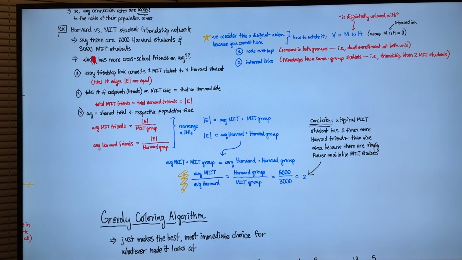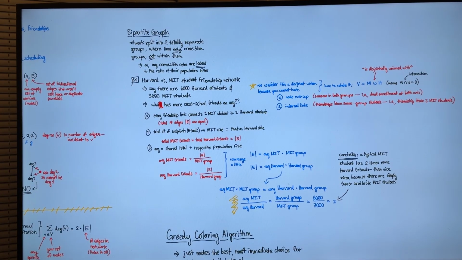So this is an example of a bipartite graph where, again, we're looking at these 2 separate groups. It was students from different universities, and then we're seeing when lines cross between those groups, not within them. So like I said earlier, not considering Harvard to Harvard friendships or MIT to MIT friendships, but strictly the ones between one MIT student and one Harvard student.